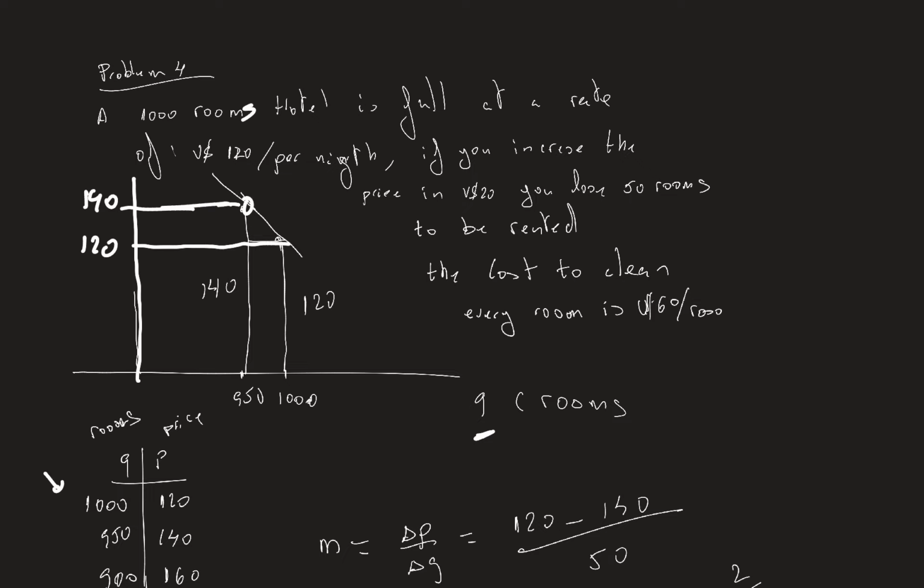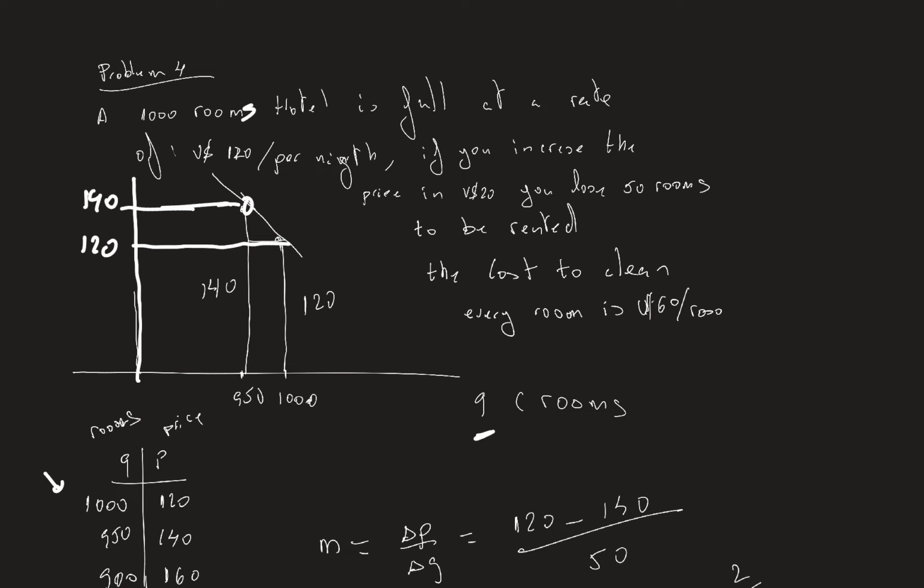But now you realize that the marketing advisor tells you, if you increase the price by $20, so now you are going to charge $140 for every room, you will not have full capacity of the hotel. You will lose 50 rooms that are not being rented. So you will be at this point: 140 and 950.